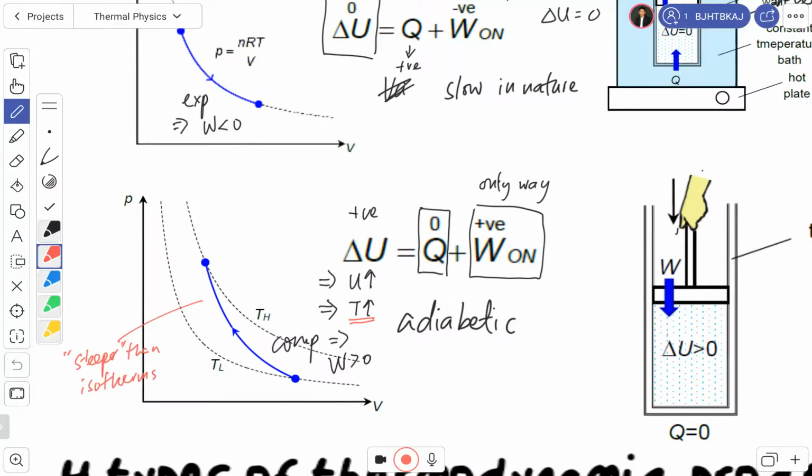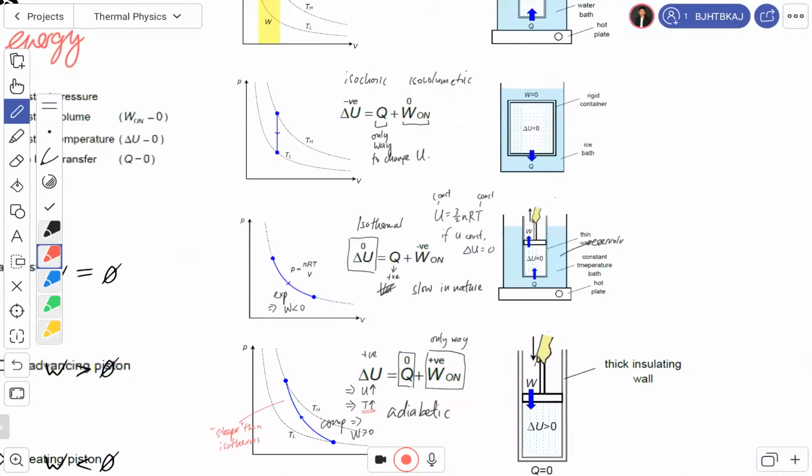Let me pause a while. Any questions on these four processes?